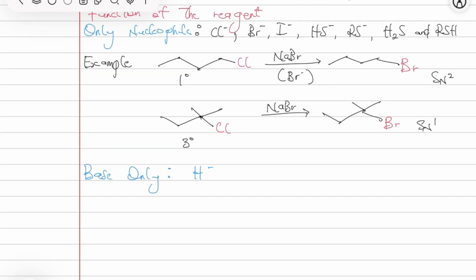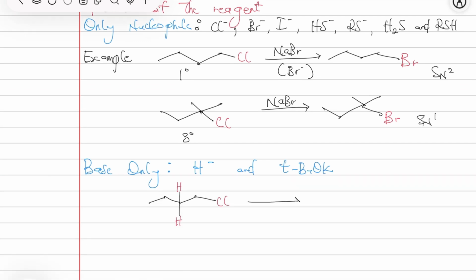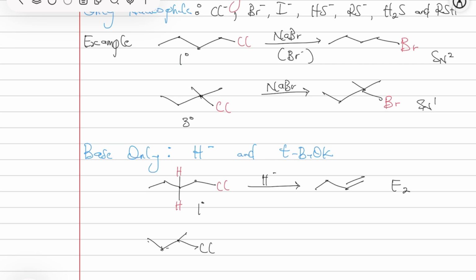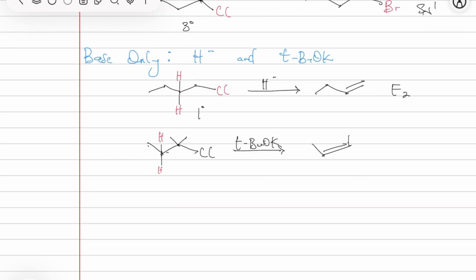For bases only, we have the hydride ion and the tertiary butoxide. These reagents function as a base only. So whenever you encounter them in a reaction between the alkyl halide and this reagent, it will only proceed through elimination reactions. Because hydride ion and potassium tertiary butoxide are very strong bases, they proceed through E2 reaction irrespective of the substrate used.